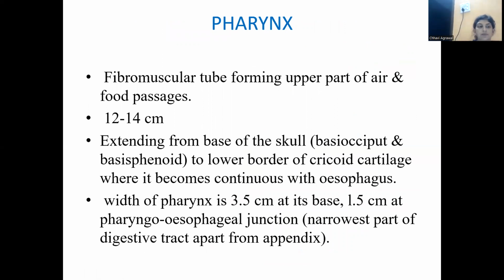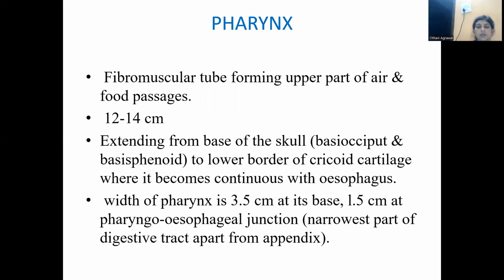And then pharynx. Pharynx is basically a fibromuscular tube which forms the upper part of the air and food passage. It is regarded to be 12 to 14 centimeters in length. It extends from base of skull, that is basio-occiput and basisphenoid, to the lower border of cricoid cartilage, where it becomes continuous to form esophagus.